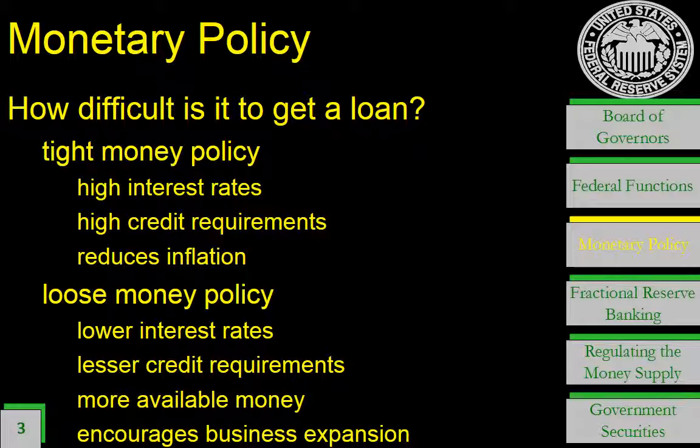However, the other side of it is called the loose money supply: lowering interest rates, lowering the credit requirements, which means more money is going to be loaned, more money is going to be available. Businesses are going to be able to borrow money inexpensively to expand. And so a lot of people look for loose monetary policy in order to increase the economy of the United States.